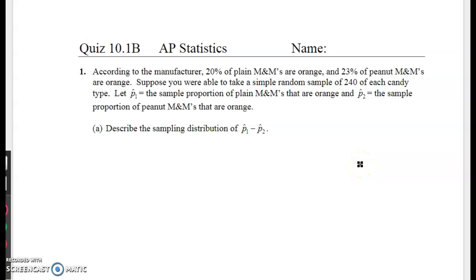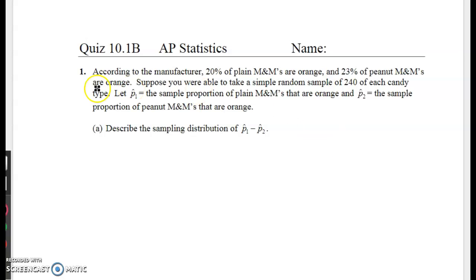Hey everybody, I'm going to go through the 10.1 homework quiz along with notes side by side to save you a little video watching time, because it is so similar to what we did last week with confidence intervals and hypothesis tests. It's just now a difference of two proportions, but everything else is really one and the same.